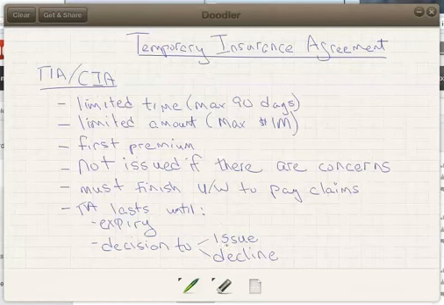So that covers the temporary insurance agreement. It's a fairly regular thing to see one or two exam questions on the TIA, and it's something you'll probably deal with pretty much every time that you sell a life insurance or other sort of insurance policies. TIAs are not just for life insurance. You can have them for disability insurance and critical illness insurance as well.